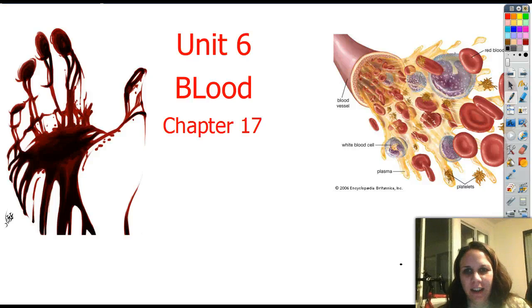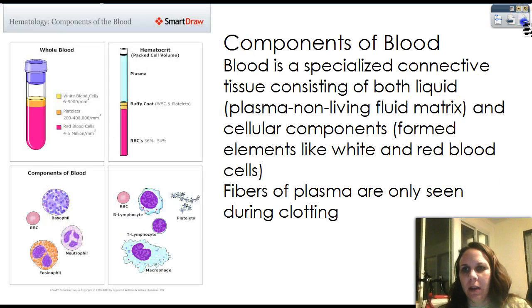So this is 6-1, the beginning section on blood. It's chapter 17 if you need to find it in your book anywhere. Okay, hi cat. So here we go.